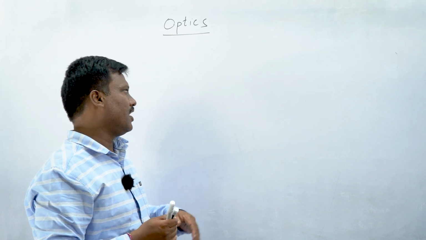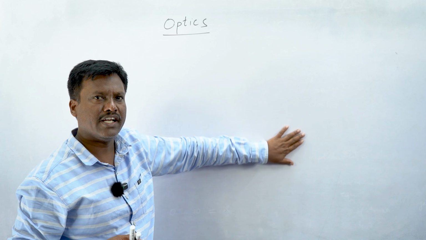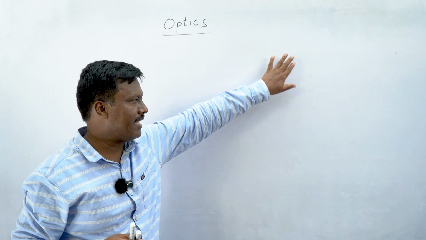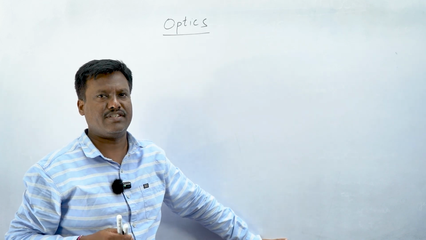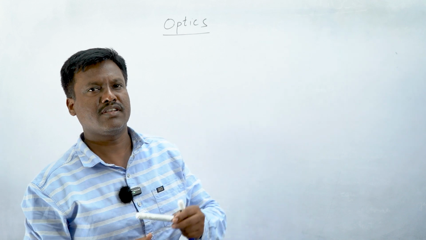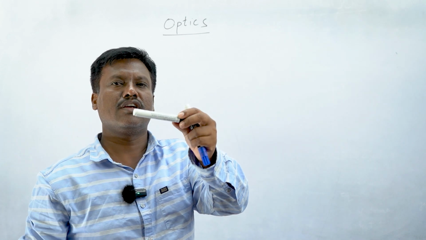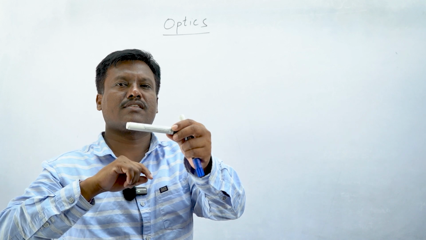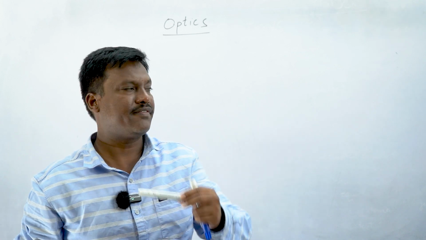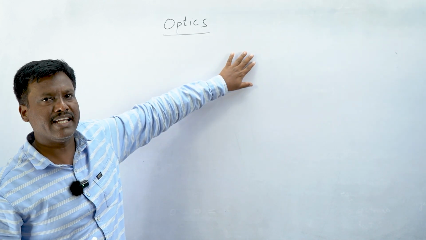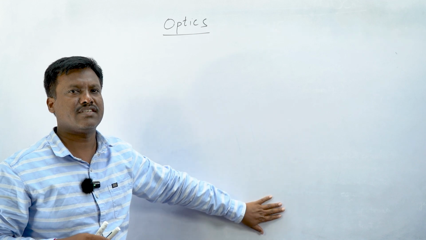See, how is the surface of the board? It is smooth, plane. So this is a plane surface. So what is a curved surface? You see, this marker has a curved surface. So the marker surface is an example of a curved surface. This board is an example of a plane surface.